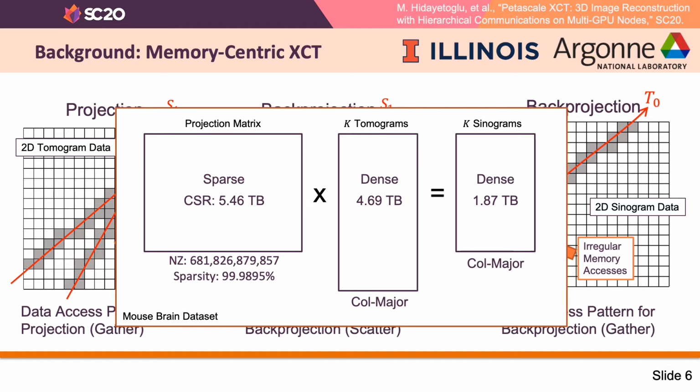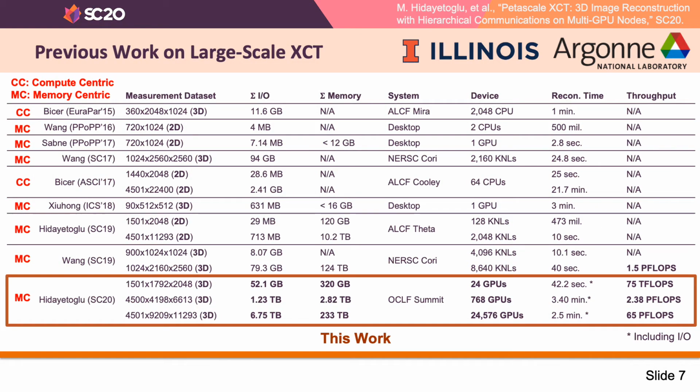Here, the projection matrix is extremely sparse, and so is the back projection matrix. Nevertheless, they have as large a memory footprint as the dense matrices. Each column of these dense matrices corresponds to a single slice of the 3D input and output datasets. Many prior works follow a memory-centric approach, but many of them also involve inefficiencies.